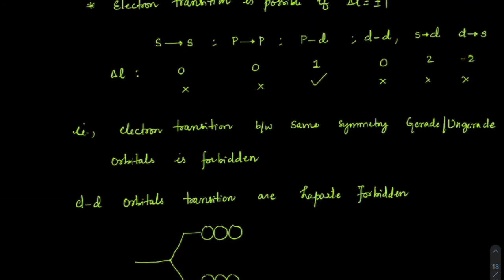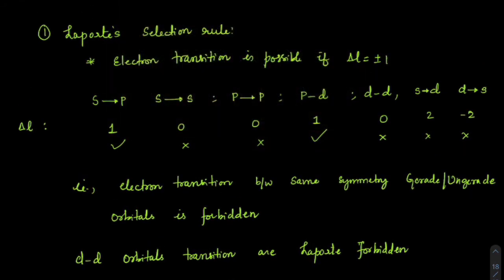Got it? Can S go to P? I didn't write that, maybe. Let me write S to P here. Can we have S to P? Why not? This is 0, this is 1, so the difference is just 1. S to P is possible, P to S, S to P. Okay? You got that? What is the rule? Check out the rule properly. The delta L value should be either +1 or -1, not 0, not more than that. It can't be -2, it can't be +2, it can't be 0. It has to be either +1 or -1.